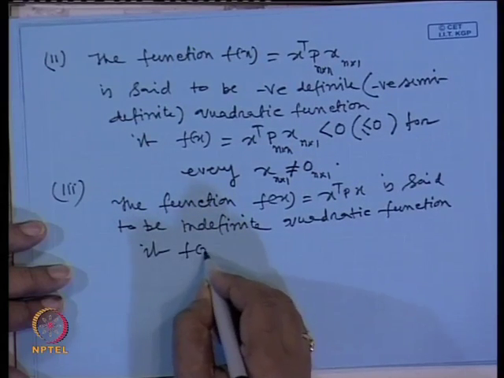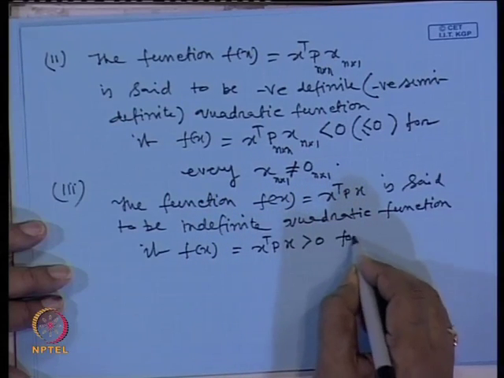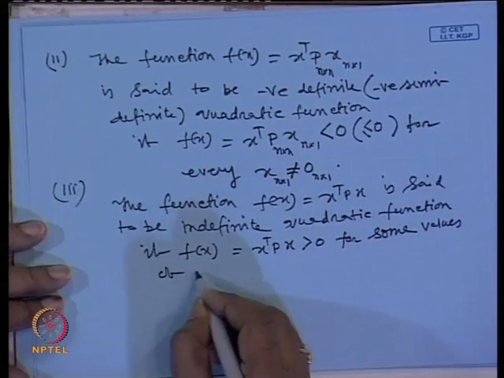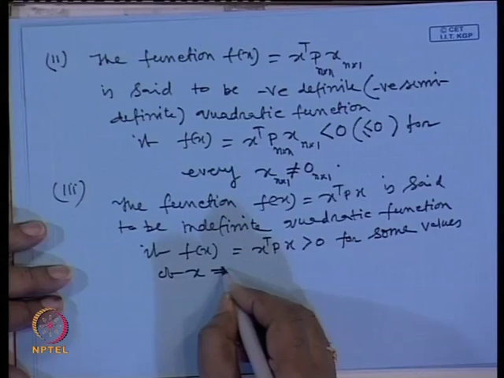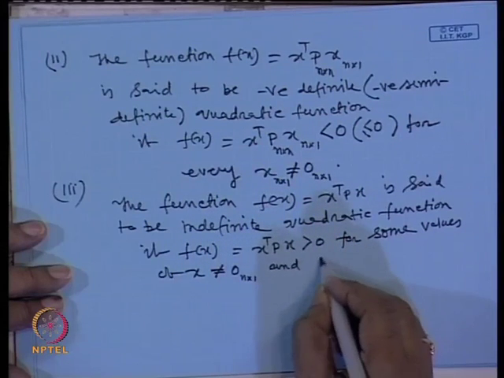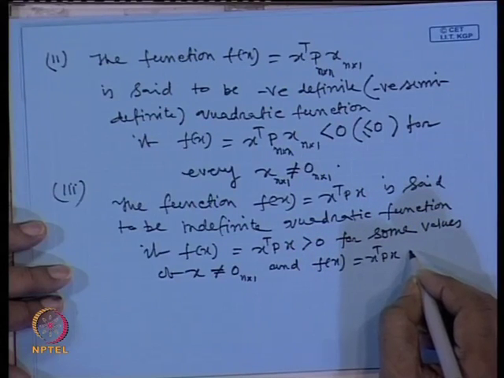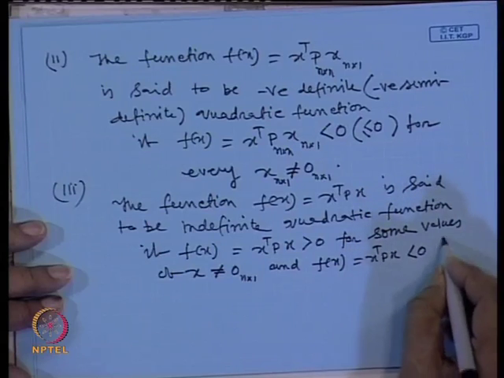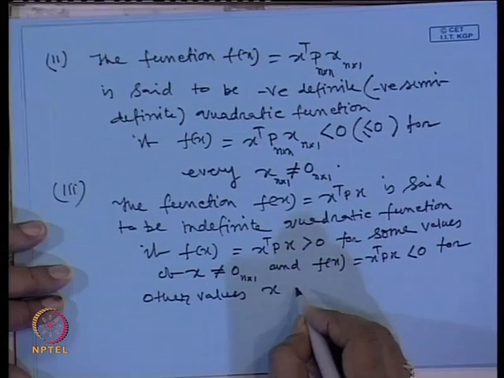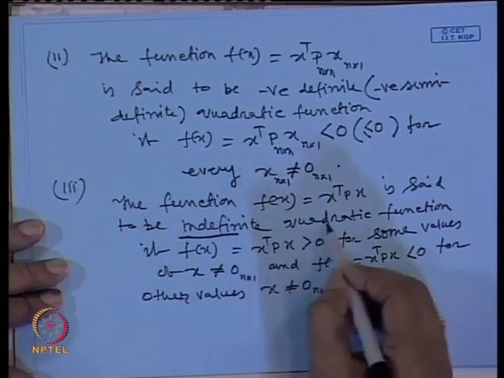if f of x equal to x transpose P x is greater than 0 for some values of x, which is not equal to the null vector, and f of x, which is x transpose P x, is negative for other values of x, which are not equal to 0. So, this is called an indefinite quadratic function.